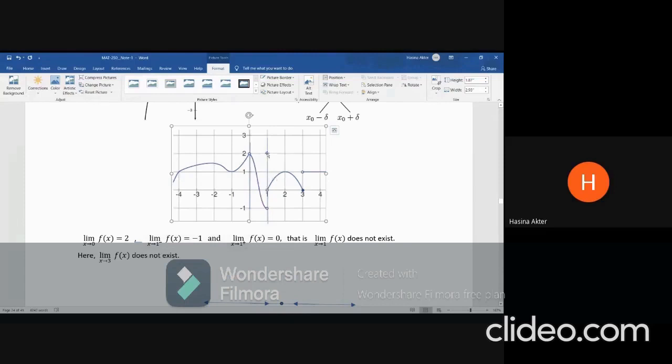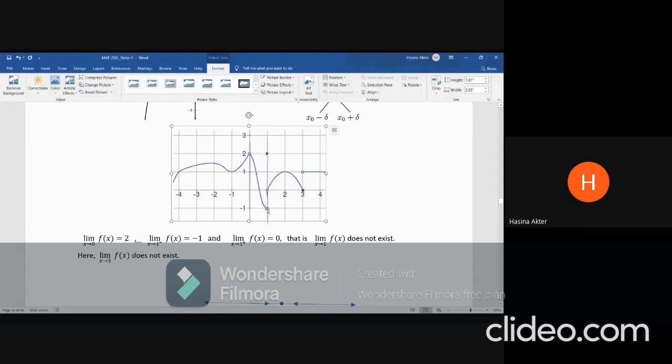This solid ball says that this point is a portion of the graph, and this point is (1, 2). That means if you want to evaluate the function at x equals 1, then you get the y value, which is 2. f(1) equals 2.